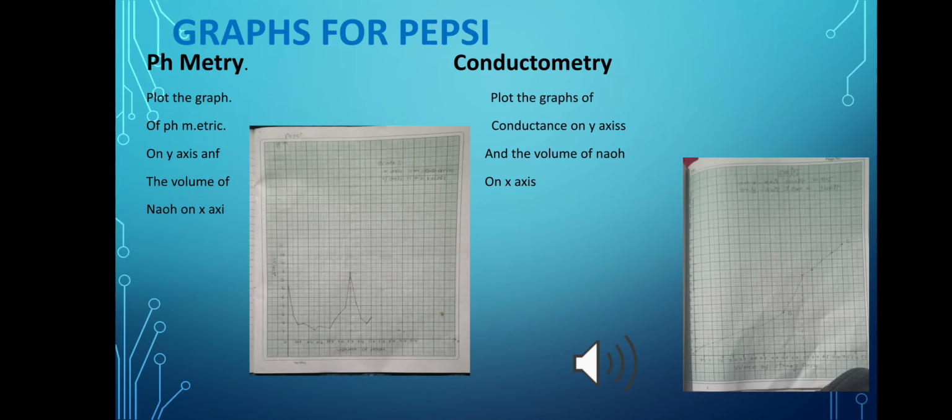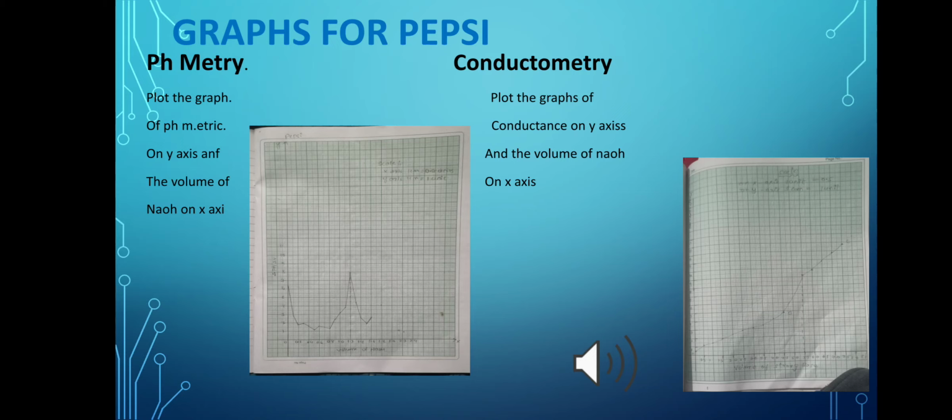We will observe that delta pH by delta V is taken on the y-axis and the volume of NaOH is taken on the x-axis. The graph is plotted. In this graph, we observe that first the pH decreases, and at a particular point the pH increases. There is a sudden change in pH from the acidic range to the basic range after completion of the neutralization reaction.